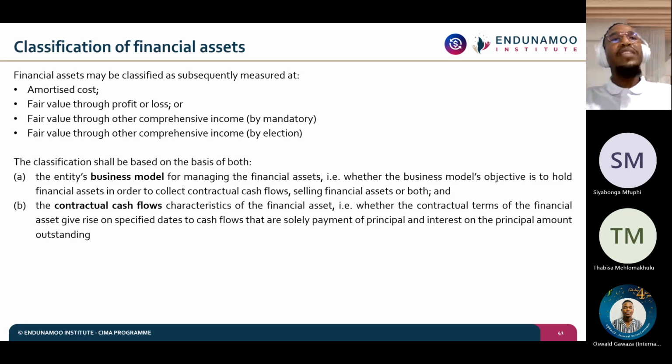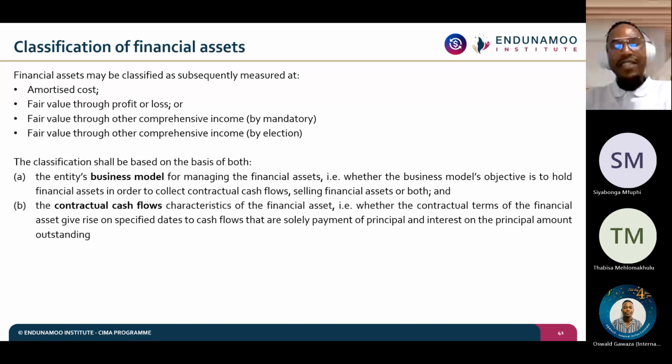And when we talk particularly about financial assets that are debt instruments, meaning financial assets that are not shares in other entities, when we look at those, their classification is based on two things. The first is the entity's business model for managing the financial assets. That is to say, why is the entity holding the financial asset?